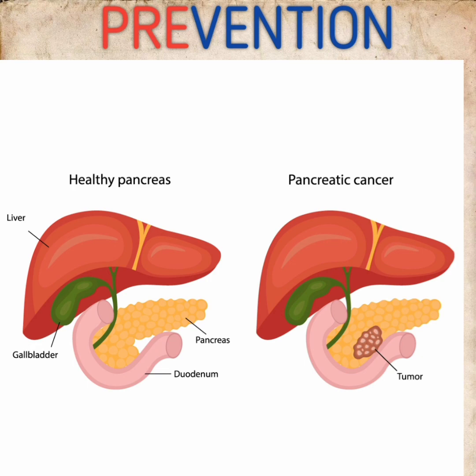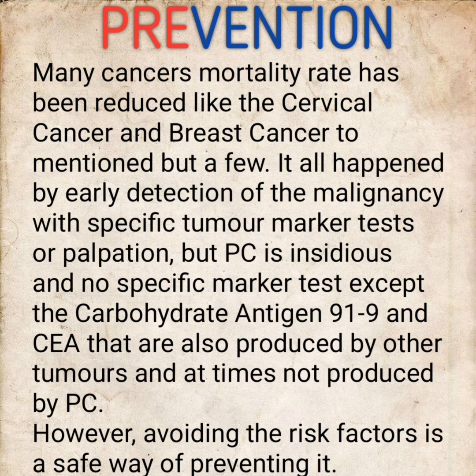But pancreatic cancer is itself insidious. It will continue to grow little by little, and there are no specific marker tests except carbohydrate antigen 19.9 and CEA, which are also produced by other tumors, and at times not produced by pancreatic cancer cells itself. However, avoiding the risk factors is a safe way of preventing pancreatic cancer.